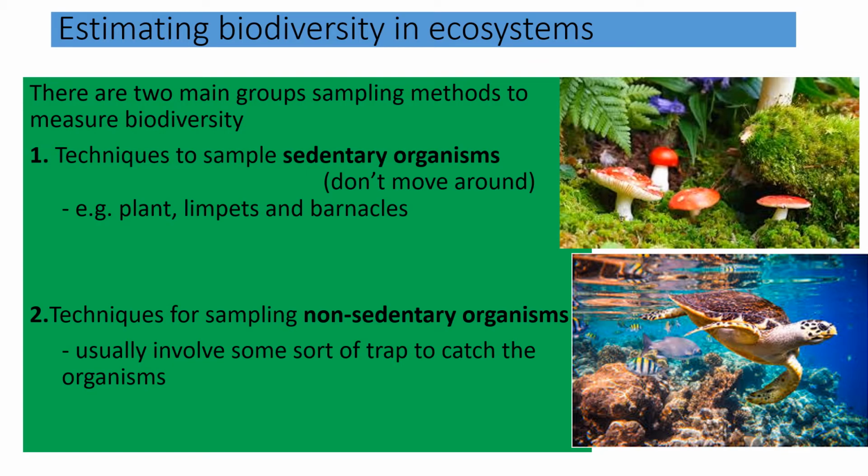So when you're trying to estimate the biodiversity in an ecosystem, it depends. The type of sampling that you do would depend on the type of ecosystem and the organisms that you're measuring. Are they sedentary? In other words, do they stay where they are, or do they move around? So sedentary things are things like plants and limpets and barnacles that actually stay put, and non-sedentary are things that swim around or walk around or fly around. If you're looking at non-sedentary organisms, then you'd be looking at some sort of traps.